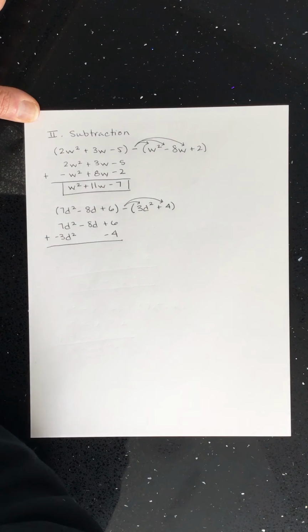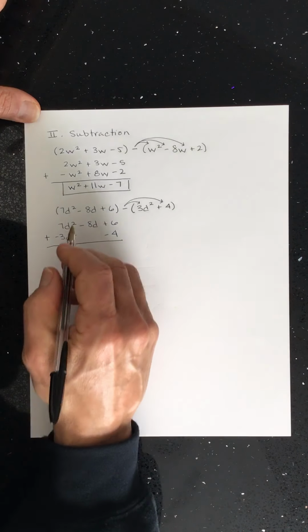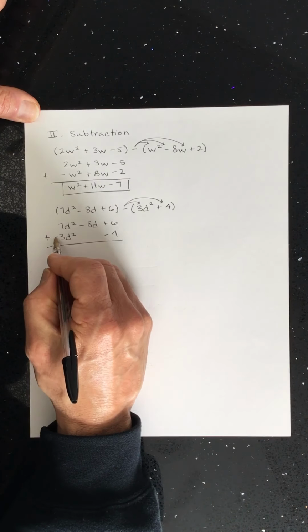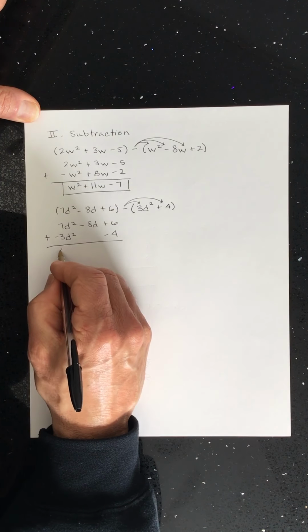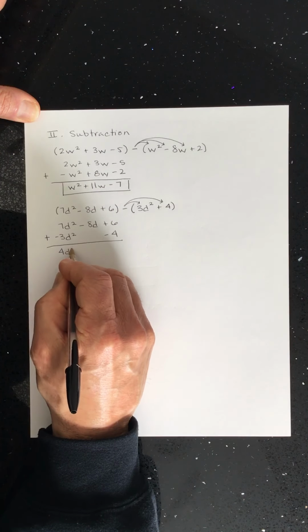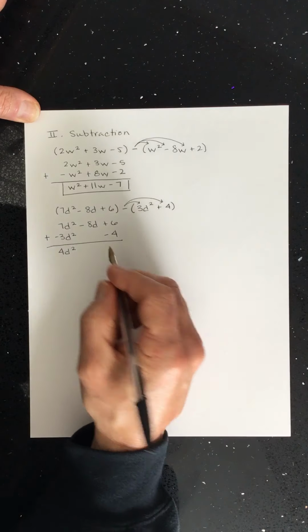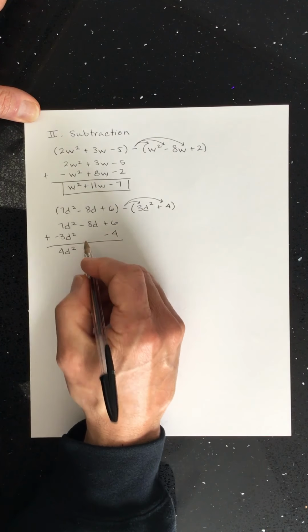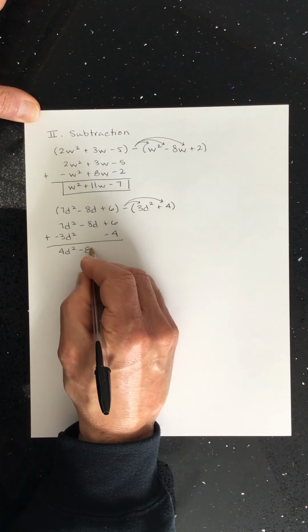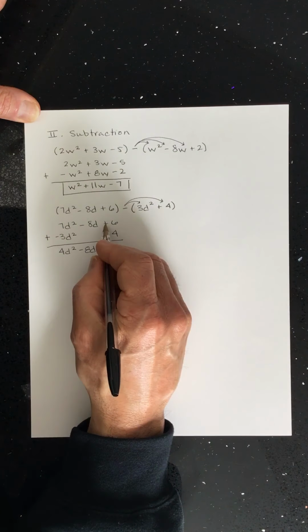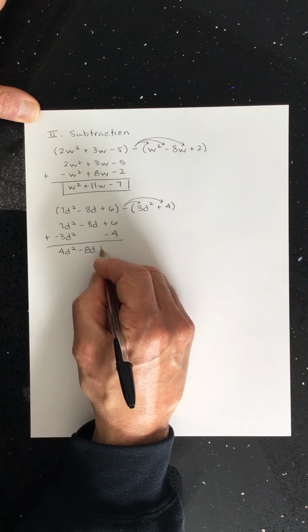There is no expression with d, so that's going to stay 0. 7d squared plus negative 3d squared is 4d squared. Negative 8d plus nothing is still negative 8d. And then finally, 6 plus negative 4 is 2.